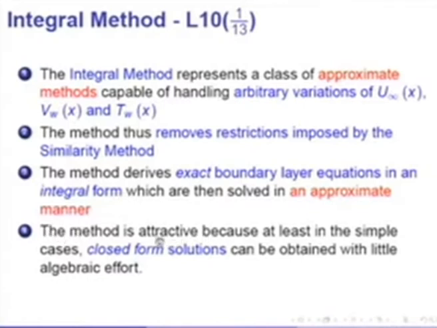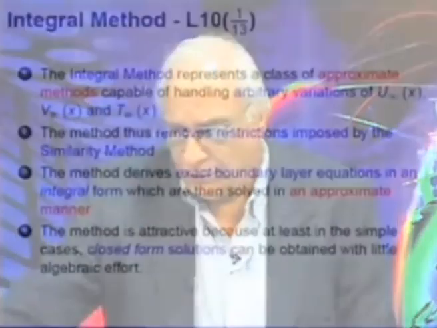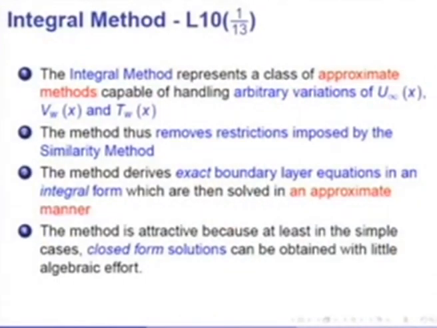Unlike the similarity method, this method is attractive because at least in some simple cases, closed form solutions can be obtained with little algebraic effort. In this sense, at one time people used to call the integral method attractive, because you could do all the calculations by simple algebra without having to go to a computer. The second advantage of the method is, of course, that it can now deal with any arbitrary variations of u infinity, V w, and T w.